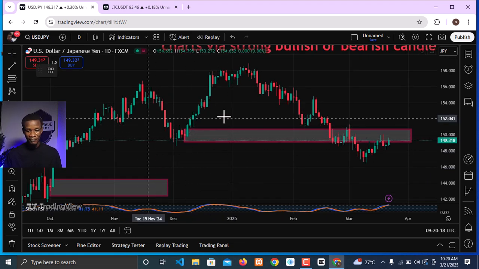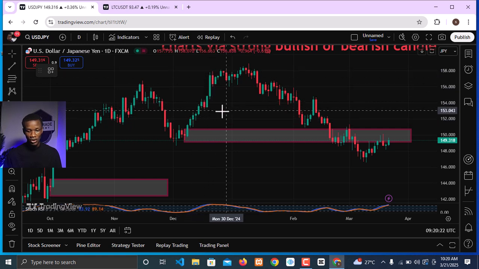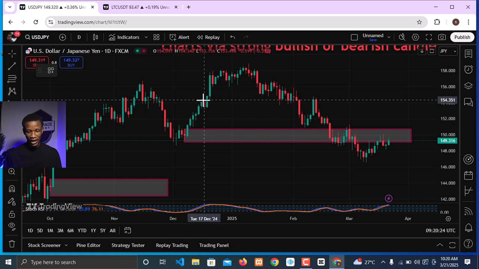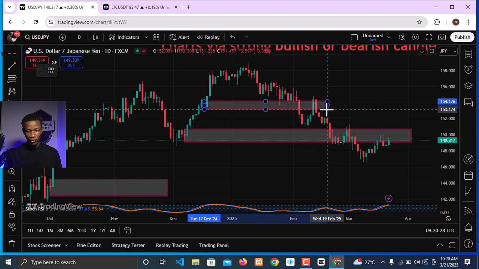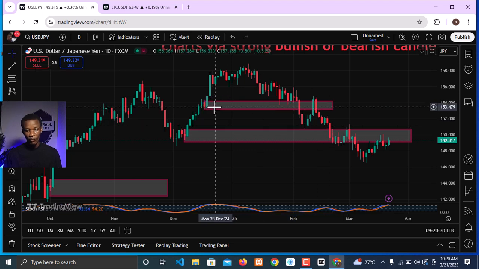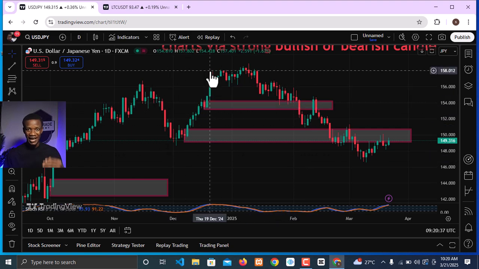Another one here is this point. You see, this is a bullish expansion from here upward. So this is another order block. After this bear candle right here, the market moved upward. So this is another order block here, and these candles are strong bullish candles.